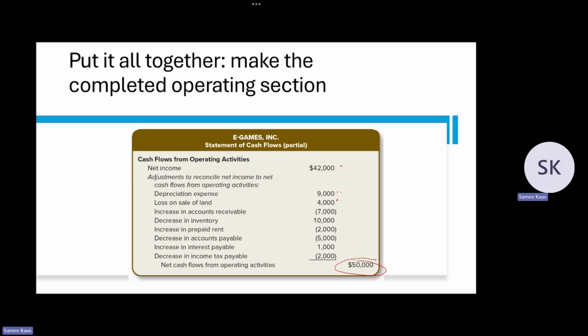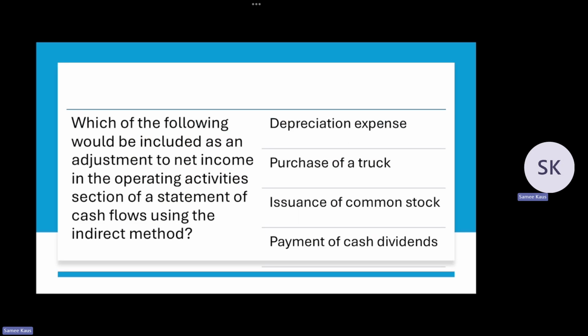So after you've done this process, after you have calculated your cash flows from operating activities, you are seriously 90% of the way there. Okay. So the brunt of the work is in your operating activities. So with that, which of the following would be included as an adjustment to net income in the operating section of my statement of cash flows using the indirect method?